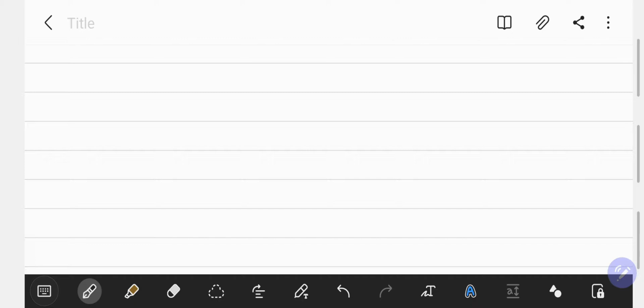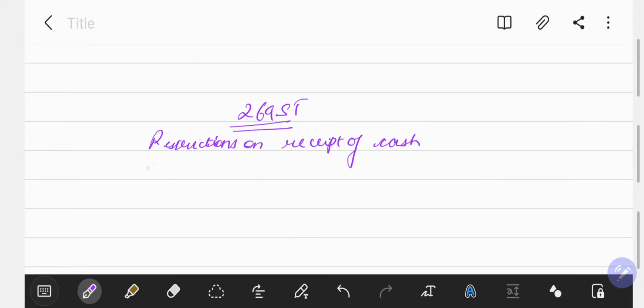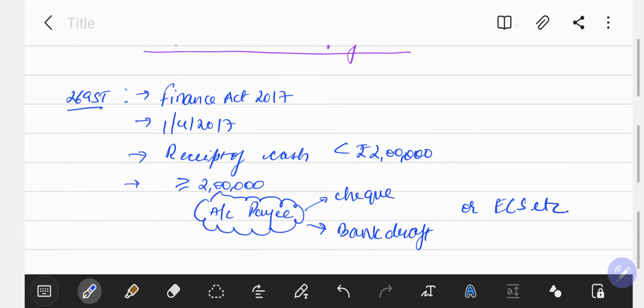And in this video, we will be discussing section 269ST, which provides several restrictions on receipt of cash. Section 269ST was introduced by Finance Act 2017. This came into effect from 1st April 2017.